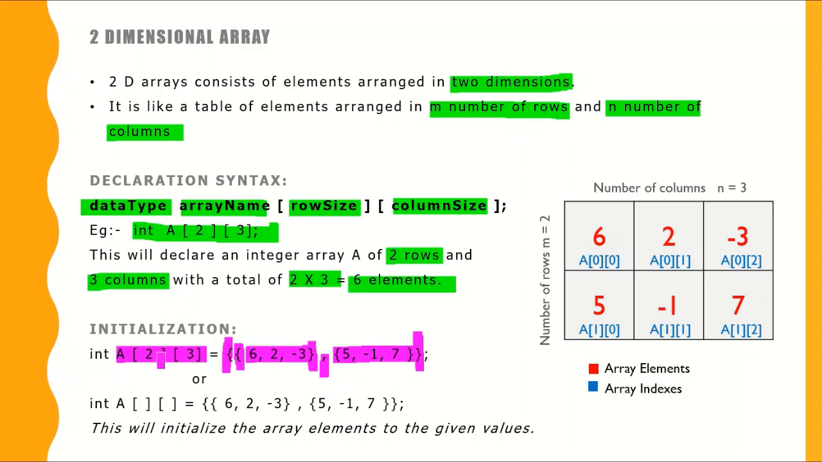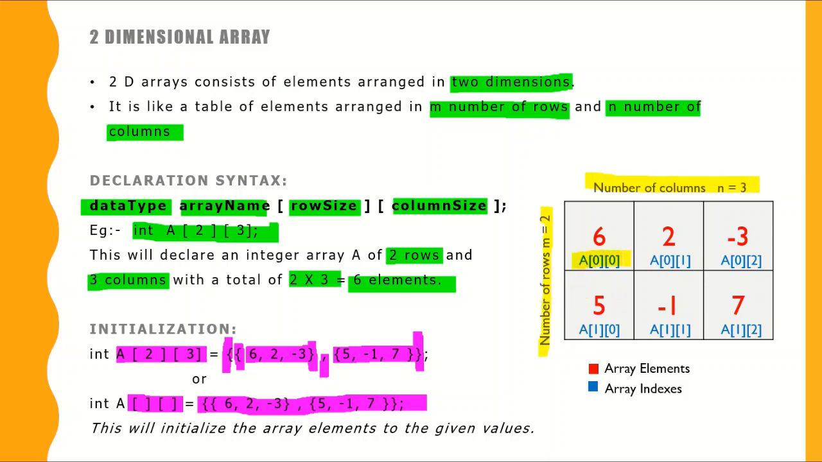When we initialize elements, it is not necessary to give the array size. It will automatically assign the array size based upon the elements given. This is how we access the array elements using the row index and column index. The number of rows here is equal to 2, number of columns equal to 3.